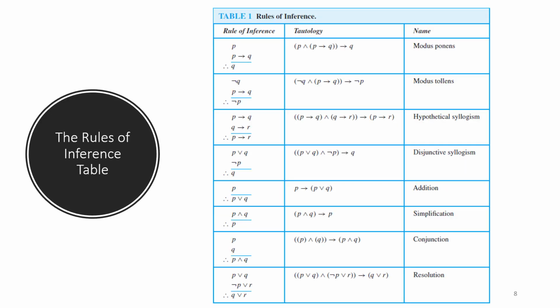Now there are a whole bunch of things like that. This is the one we just looked at. And this one says not Q, and P implies Q. So we know that if P implies Q, then not Q implies not P. Therefore, we have this outcome. This one says P implies Q and Q implies R gives P implies R.